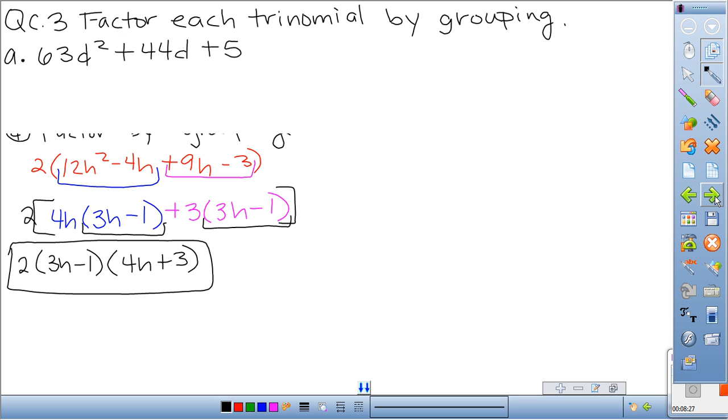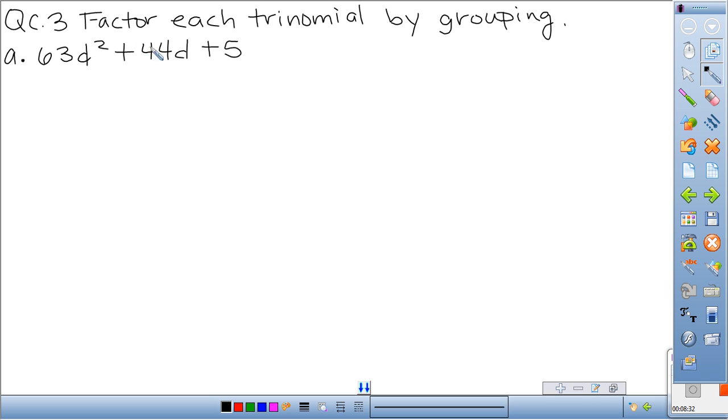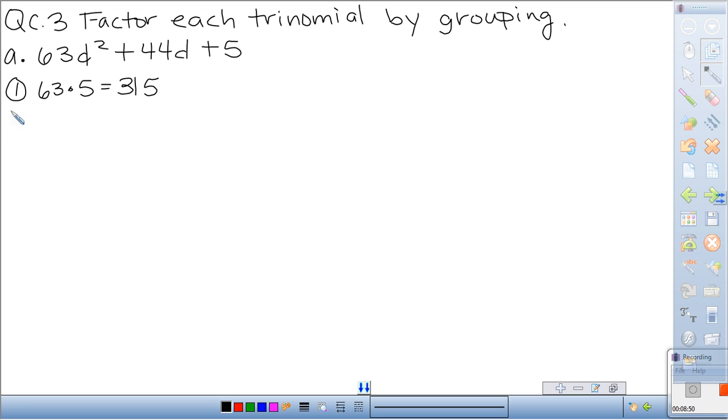So again, we want to rewrite that middle term. We want to rewrite this middle term as 2 terms so we end up with a 4-term polynomial so that we can group. So our first step is to find the product of 63 times 5. And 63 times 5 is 315. Now we use that product to find the factors of 315 that will add to give us our middle term of 44. So we're going to find the sum of 44.